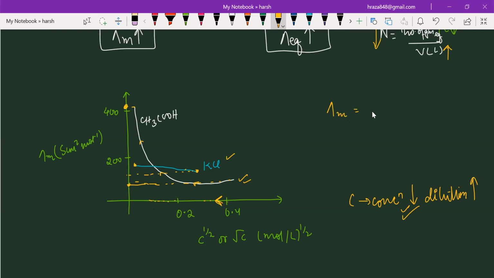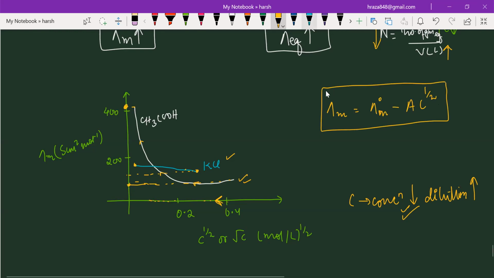And there is an equation: lambda m is equal to lambda not m minus A into C raised to the power 1 by 2. This is known as Debye-Huckel's equation. Please write it.